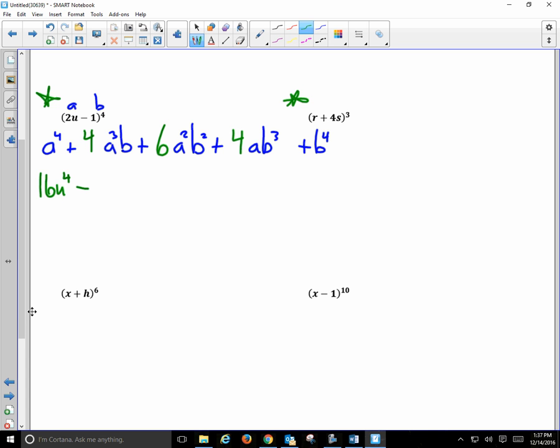So minus 32u to the third. Now I'm squaring b, so it will be positive 24u squared. B to the third, so it will be negative. Not too bad, huh? You try the next one, r plus 4s to the third, on your own.